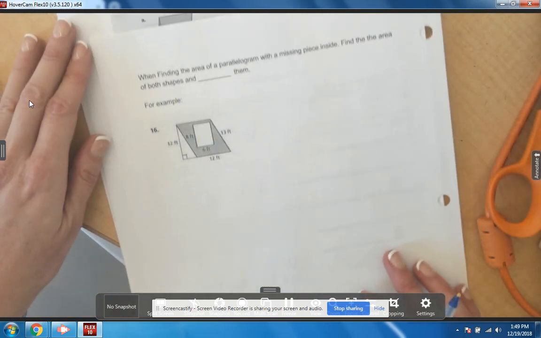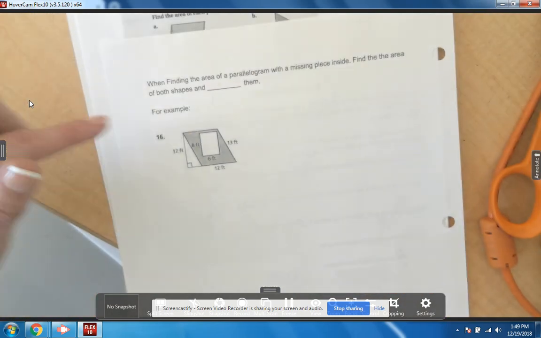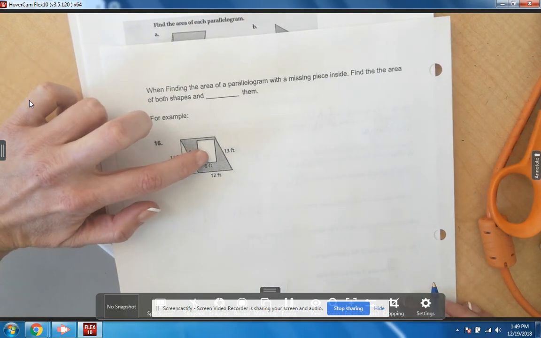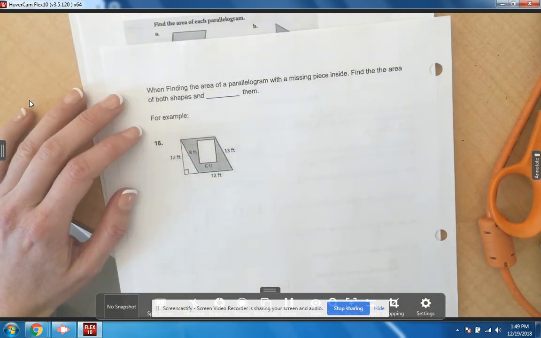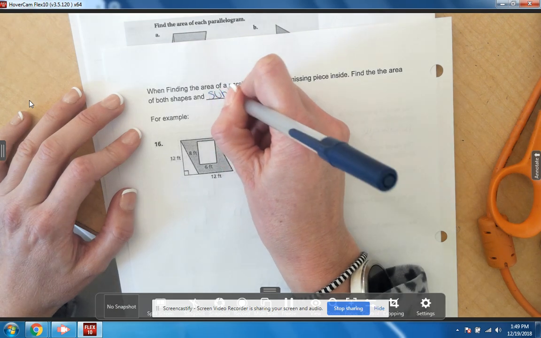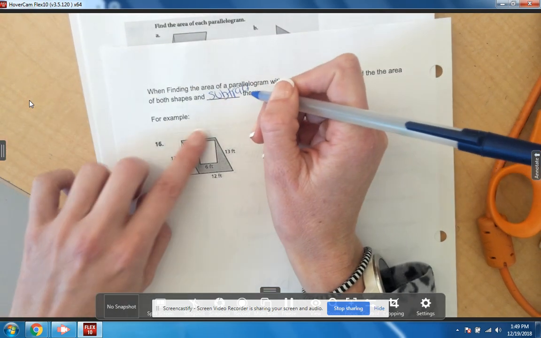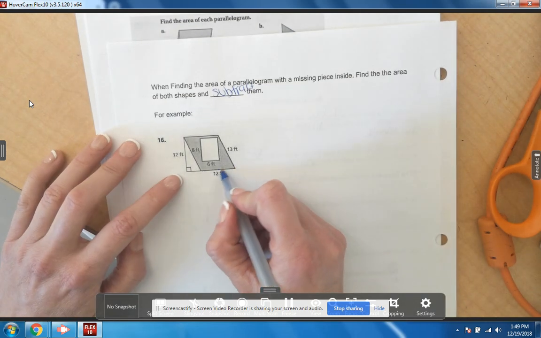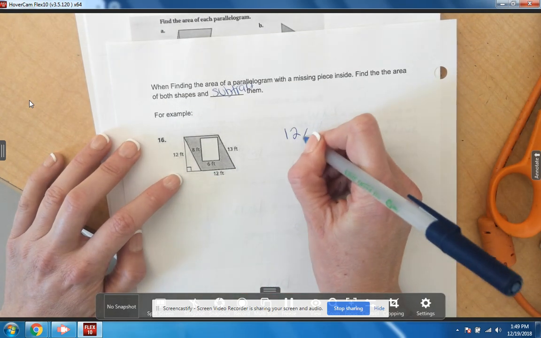Okay, we are going to figure out how you find the area of space inside of something. So when finding the area of a parallelogram with a missing piece inside, you find the area of both of the shapes and then you subtract them. So we want the area of the shaded part, which means I'm going to find the area of the big parallelogram, which is going to be 12 times 12.